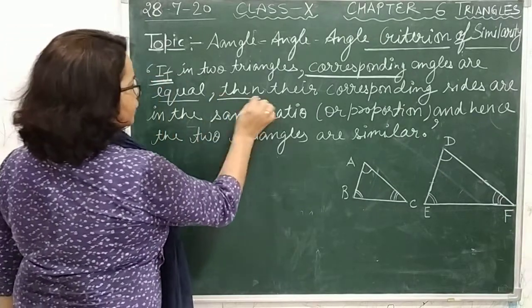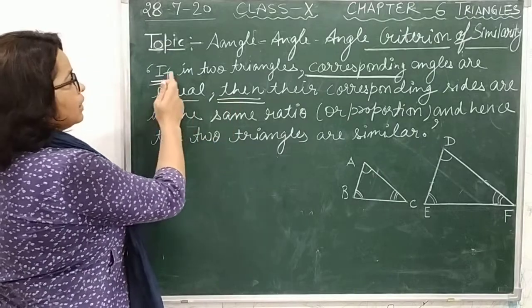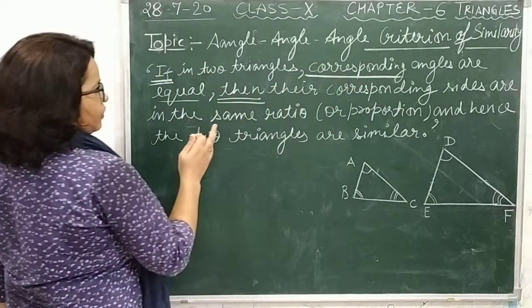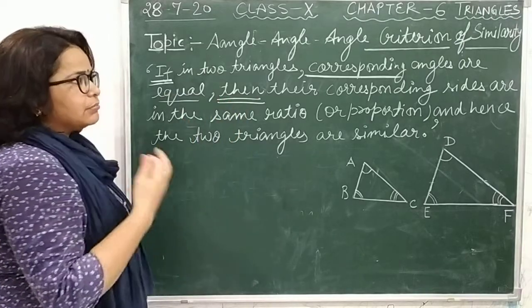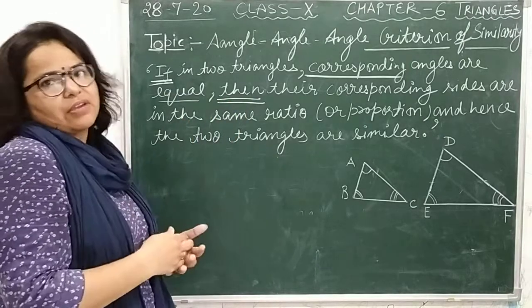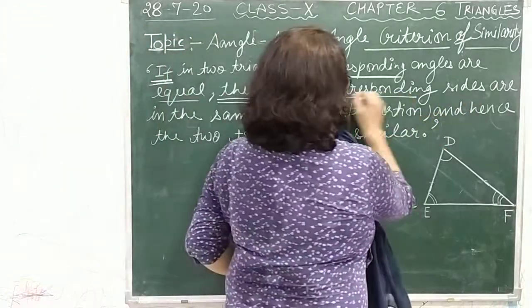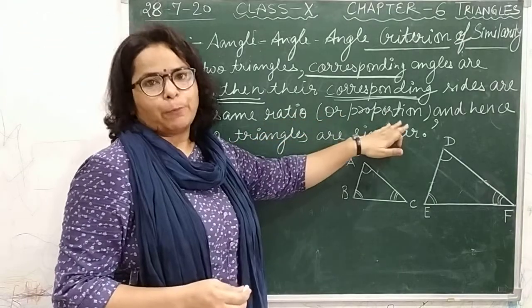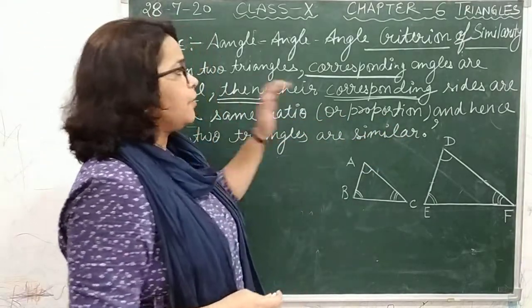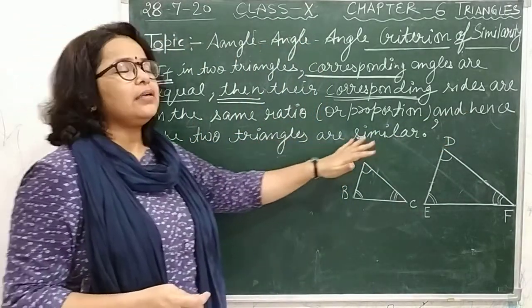If, then. So this statement is an if and then statement. Whatever is after if is our given, our hypothesis, and whatever is after then is something that we want to take out from this given. So then their corresponding sides are in the same ratio or proportion, and hence the two triangles are similar.